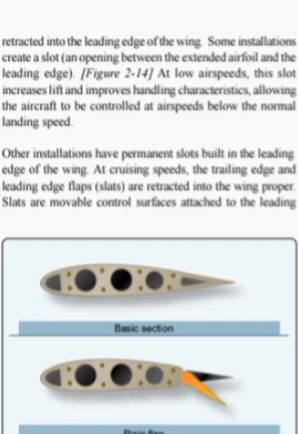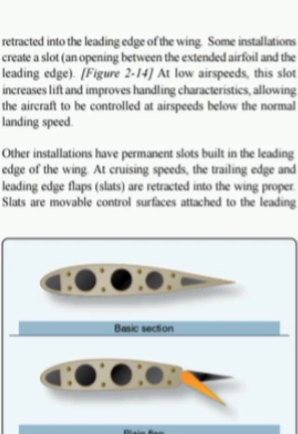Figure 214. At low airspeeds, this slot increases lift and improves handling characteristics, allowing the aircraft to be controlled at airspeeds below the normal landing speed. Other installations have permanent slots built into the leading edge of the wing. At cruising speeds, the trailing edge and leading edge flaps, or slats, are retracted into the wing proper.